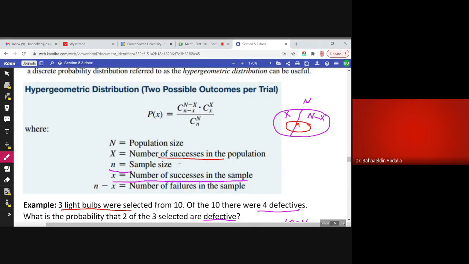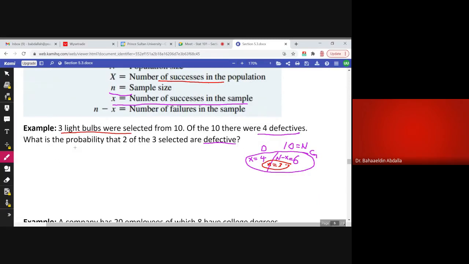So in general, how do we find the probability? How did we define the probability before? If you remember, the probability is defined to be the number of elements in the event over the number of elements in the sample space. So how can we talk about the sample space here of this experiment? What is this experiment in general? We are selecting 3 bulbs out of 10. So that's the sample space.